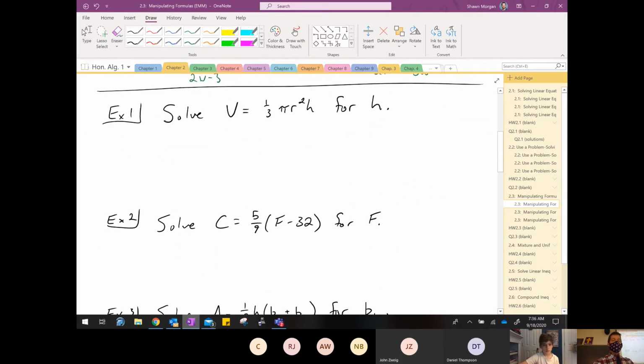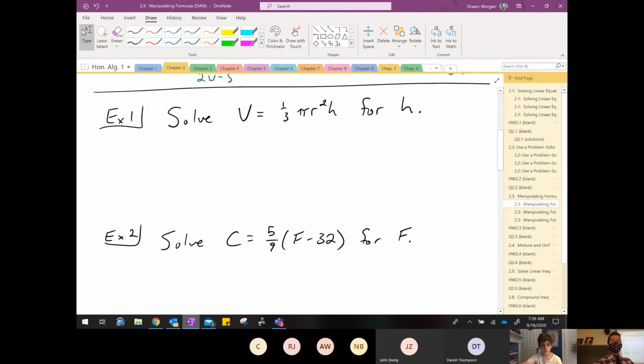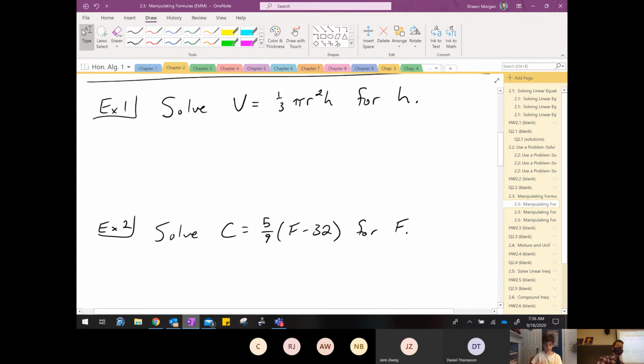All right, so like I said, what we're going to do is practice manipulating some formulas today. I got a couple of, we won't say well-known, but a couple of formulas that maybe you've encountered before on the screen here. Let's write both of those down. First of all, on number 1, we're going to get H by itself. We're going to solve for H.